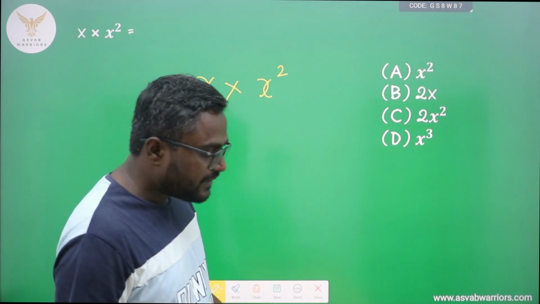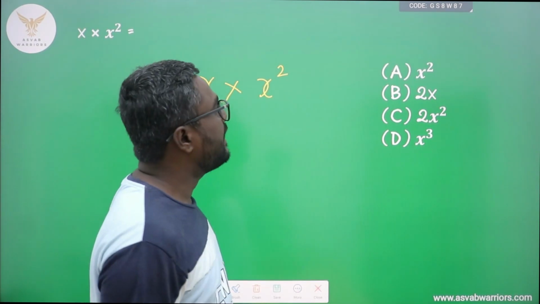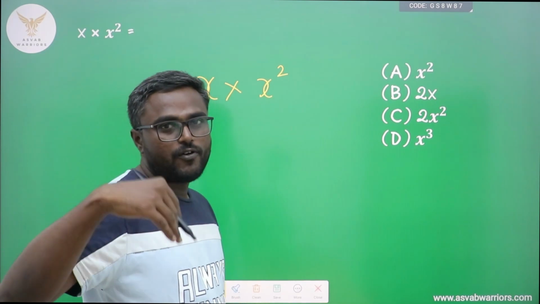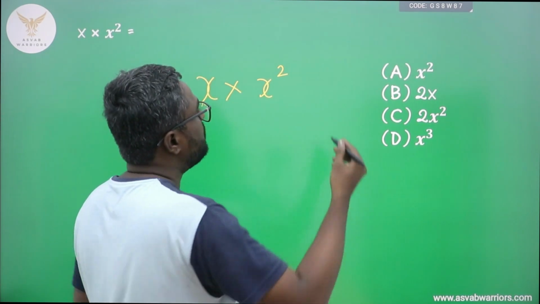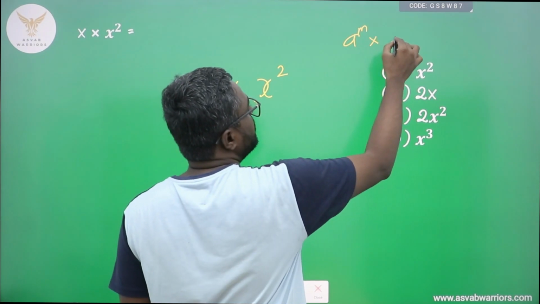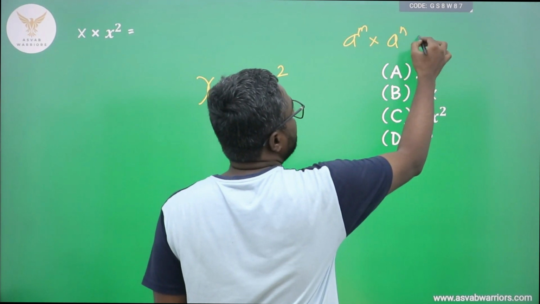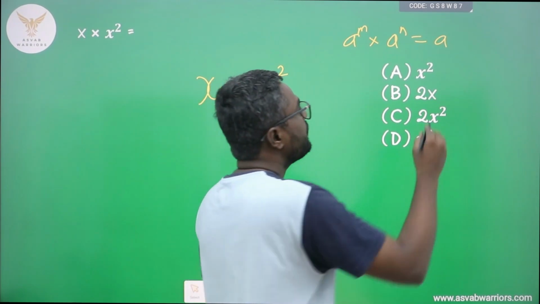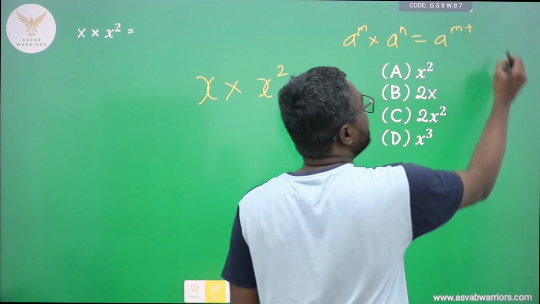So for context, I'll just write down a law or a rule of exponents which will help you out in this type of question. A to the power m times a to the power n is nothing but a to the power m plus n.